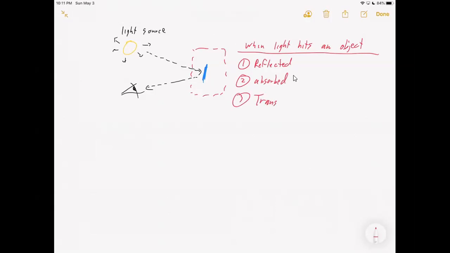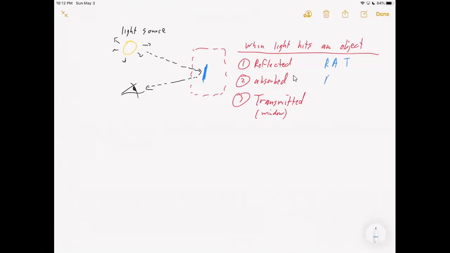Now, in this case, light doesn't really pass through the pen, but an example would be a window. Most of the visible light is transmitted through it. If it was a colored window, some of the light might be transmitted and not others. But those are the three things that can happen. It's real easy to remember. You can remember it as rat.